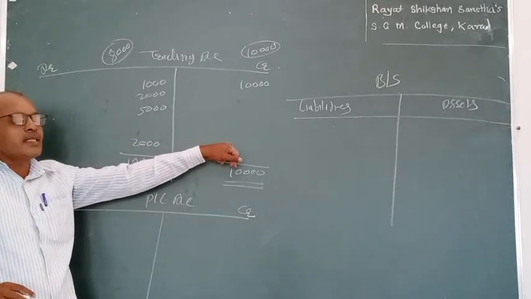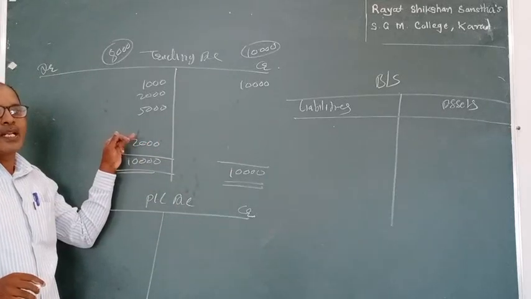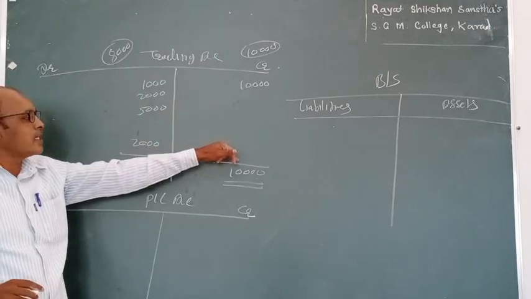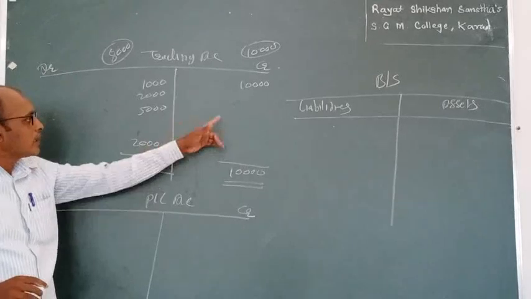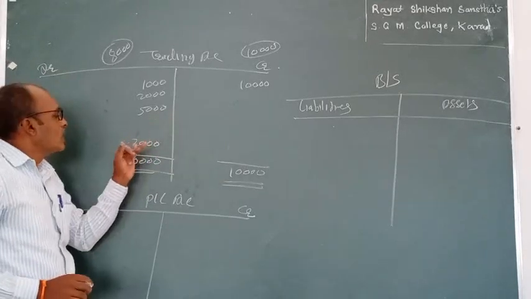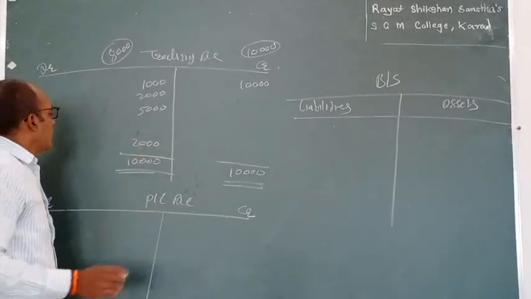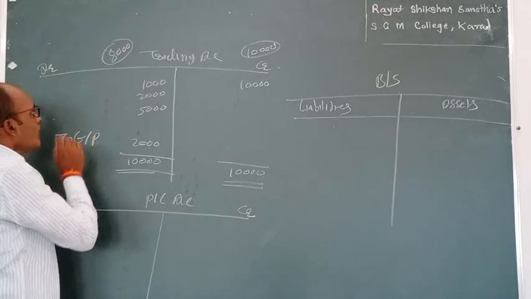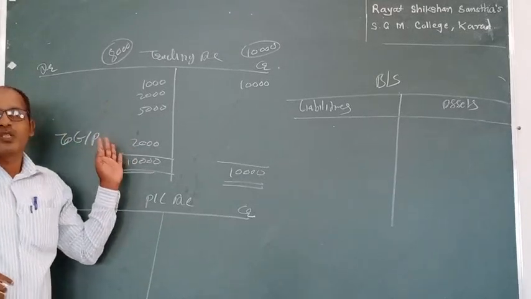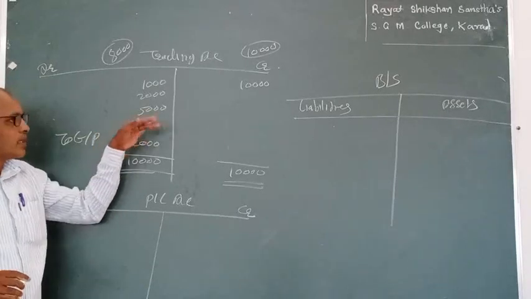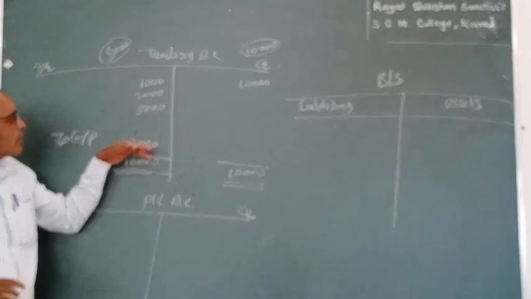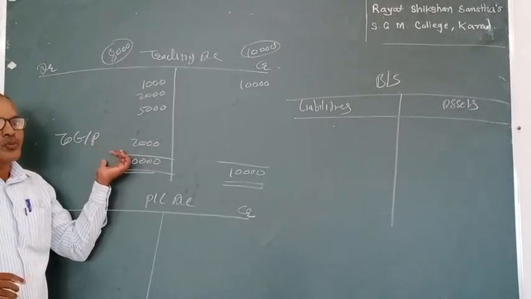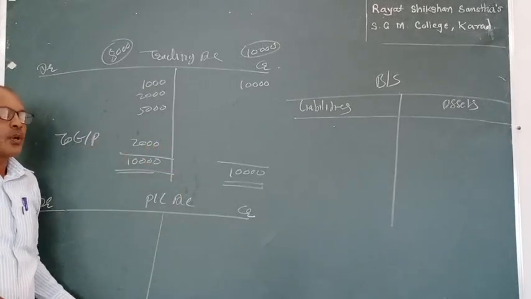When credit side is excess over debit side it is called profit, and when debit side is excess over credit side it is called loss. In this case, the credit side is excess over debit side, so 2,000 is a profit, called gross profit. The result of trading account is gross profit or gross loss. Then the amount of gross profit is transferred to profit or loss account.